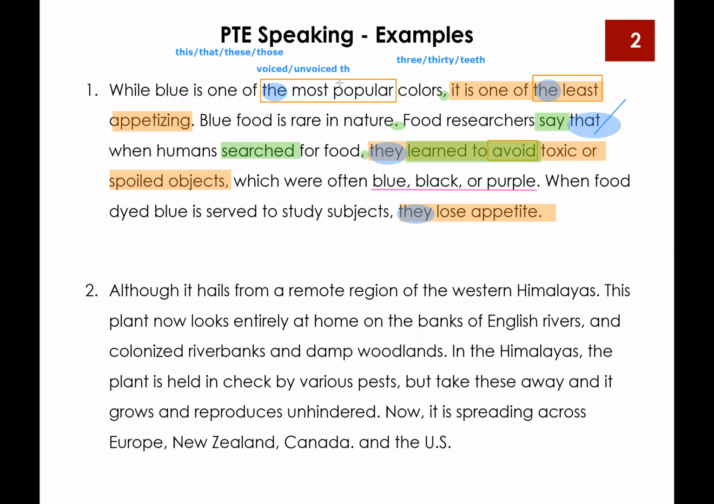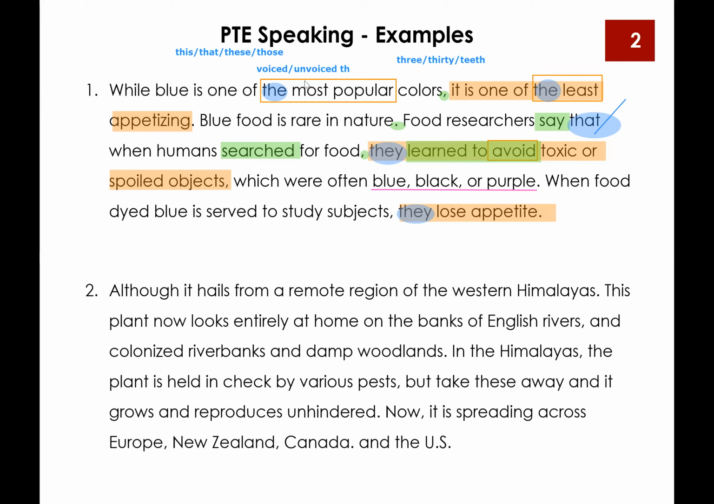All right, so now the second example. I'm going to read it once and see if you can pick up some of the important keywords. Although it hails from a remote region of the Western Himalayas, this plant now looks entirely at home on the banks of English rivers and colonized riverbanks and damp woodlands. In the Himalayas, the plant is held in check by various pests, but take these away and it grows and reproduces unhindered. Now it is spreading across Europe, New Zealand, Canada, and the US.